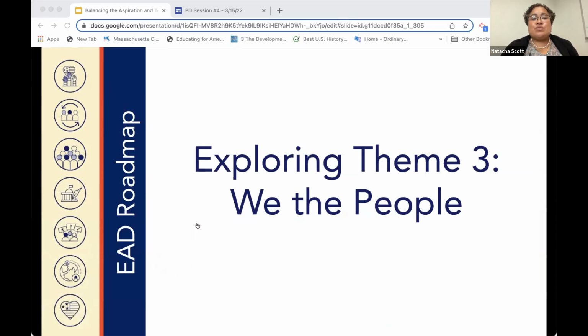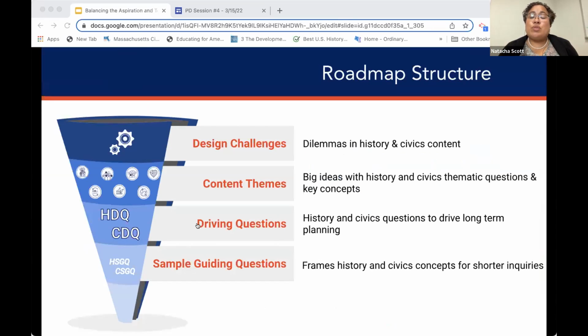So as we dive into this roadmap, first, I just want to remind us of the structures of the roadmap. At the core of the roadmap, we see those multiple layers of questions to guide conversation and instruction that gradually become more focused. So we see our design challenges, which get at those dilemmas in history and civics content. Then we get into those content themes, driving questions, and sample guiding questions. So we gradually see a more focused questioning that happens. This roadmap is full of questions and inquiry, which is amazing, and really taking the time to dive into a few of them. And that's what we'll do today.